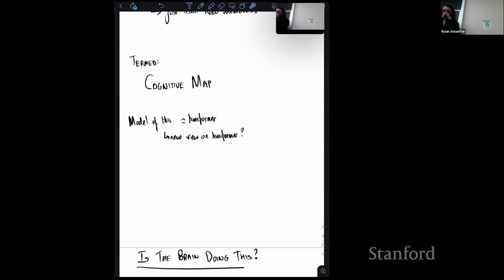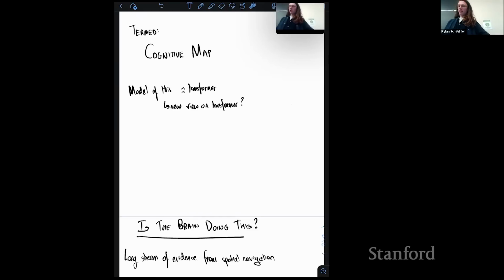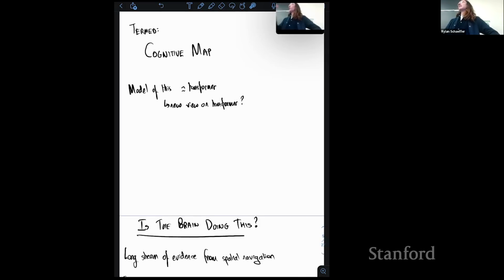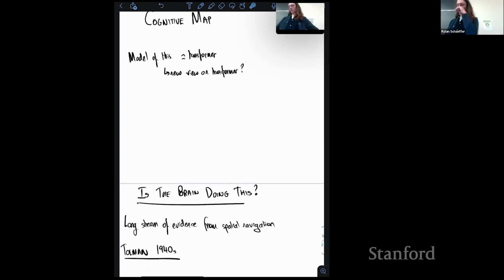So we'll start off with some brain stuff. There's a long stream of evidence from spatial navigation that the brain is doing something like this. I think you can probably imagine how you yourself are doing this already when you go to a new city, or you're trying to understand a new task that has some structure you recognize from previously. But spatial navigation is an area in neuroscience which had a huge stream of discoveries over the last 50 years, and a lot of evidence of the neural basis of this computation. So we're going to talk through some of those examples.